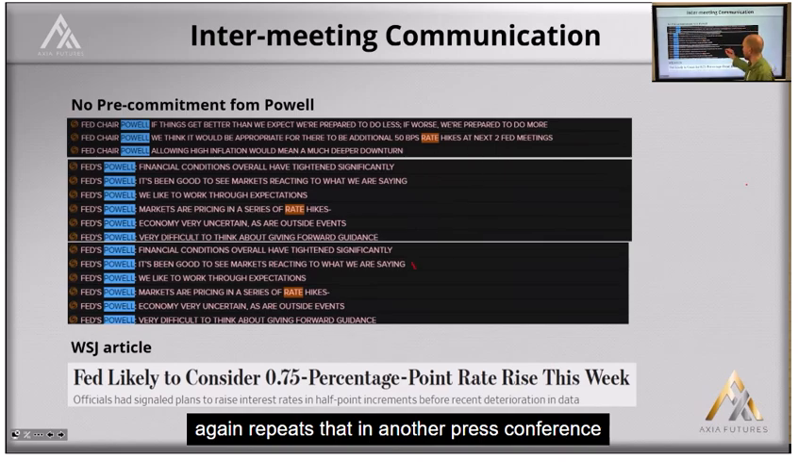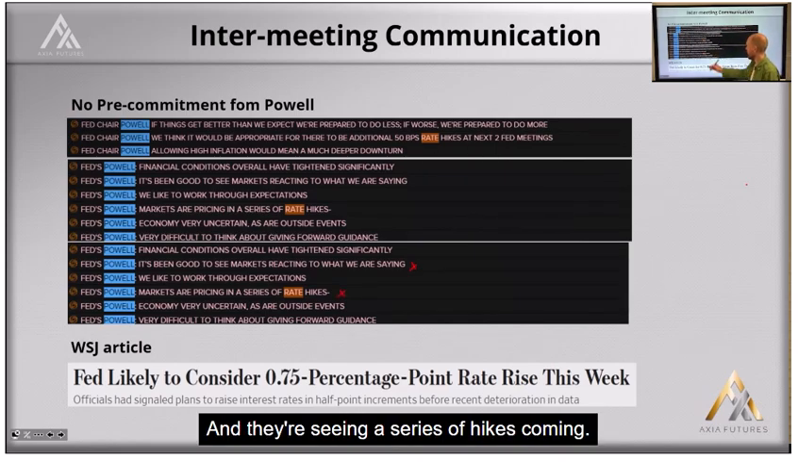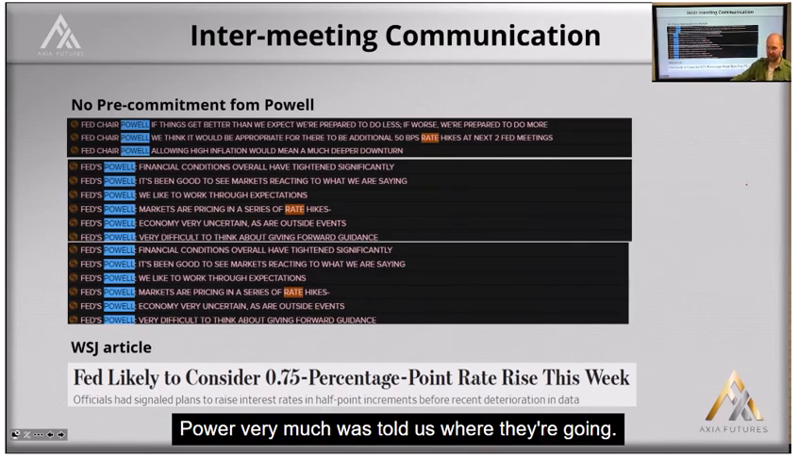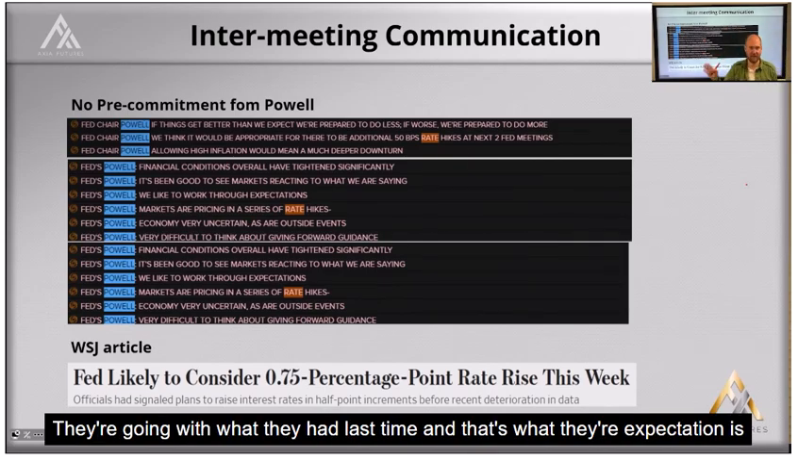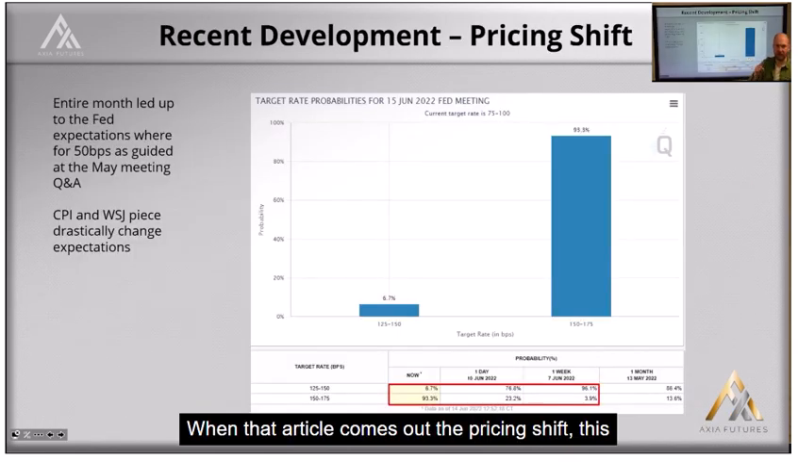Again, he repeats that in another press conference, and they're seeing a series of hikes coming. So Powell very much has told us where they're going. They're going with what they had last time, and that's what their expectation is, until this article comes out. When that article comes out, the pricing shifts.